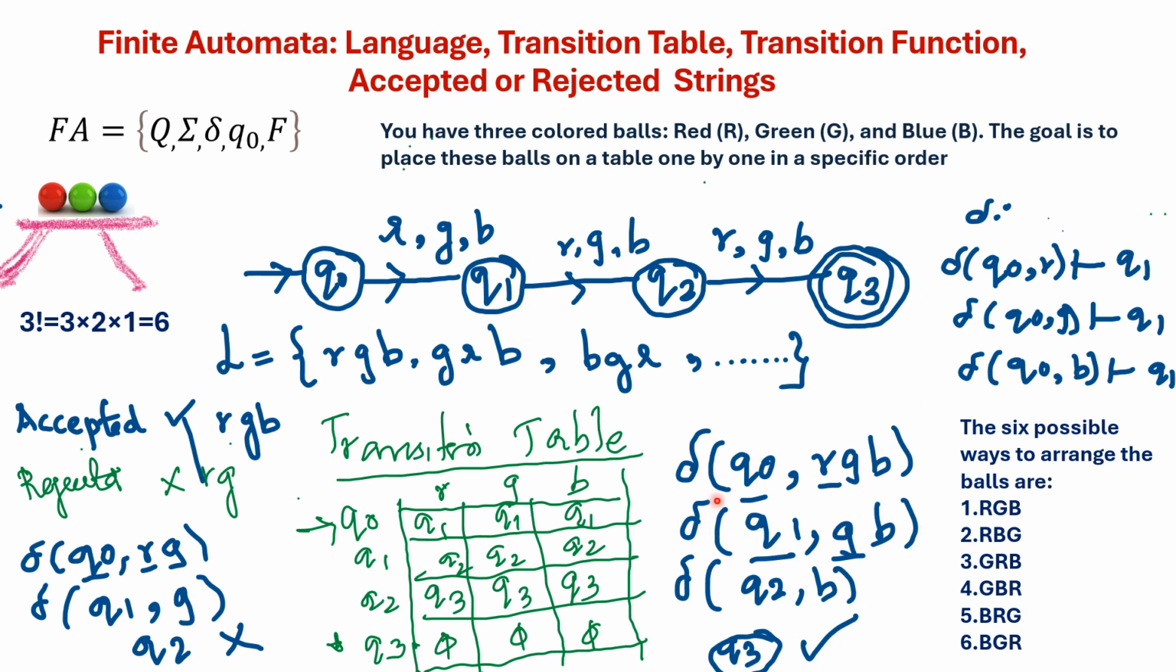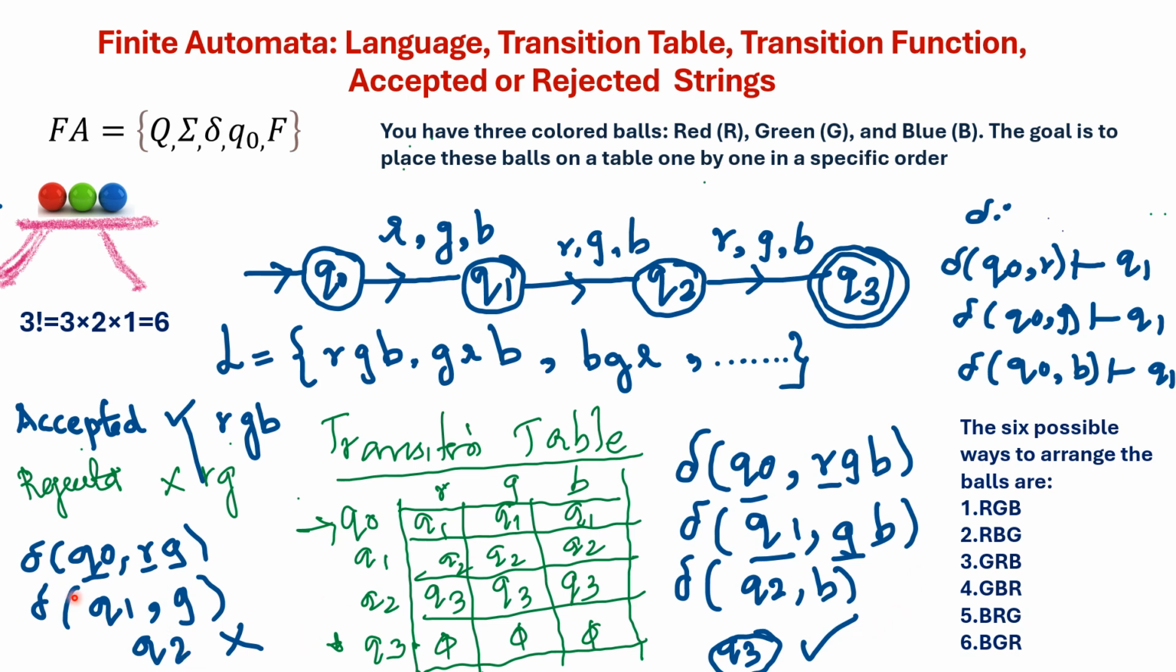You see here, the transition of Q0 comma, you take any string. Suppose I take RGB. First you check Q0 with R in the transition table. Q0 with R gives Q1. Then for the remaining value, again you check the transition for Q1 and green. Q1 and green give Q2. Then again Q2 comma B gives Q3. Now the string is empty and we are reaching the final state Q3. Hence we can announce the string is accepted.